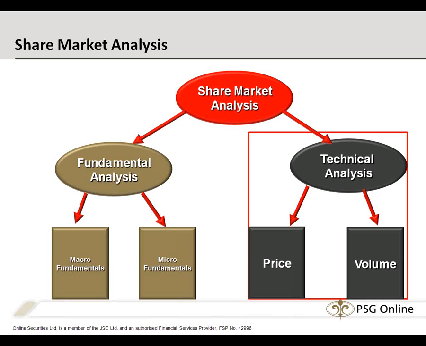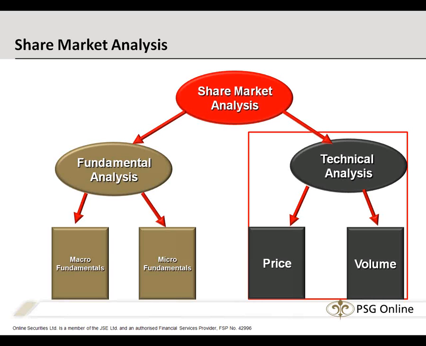And obviously more what we call micro fundamentals, more the financial statements, looking at the balance sheet, the income statement, and the cash flow analysis. And from there, we look at various financial ratios to help us determine what is the actual intrinsic value of the share. And from there, compared to the current share price, you'll be able to make a decision.